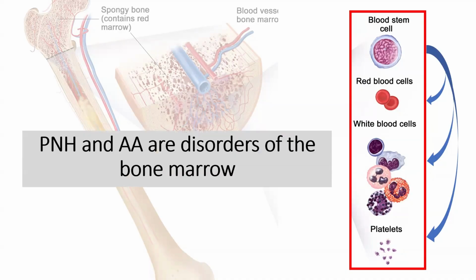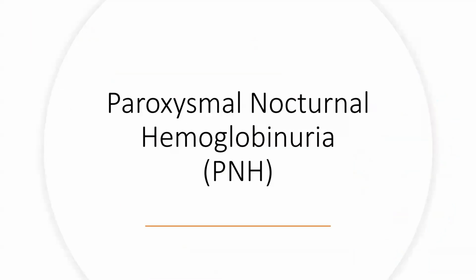And what we're going to talk about are two rare conditions called PNH and AA, which are problems at the level of the bone marrow. So I'm going to split the talk with PNH first, and then we're going to talk about aplastic anemia as the second half. Okay, so this is a mouthful.